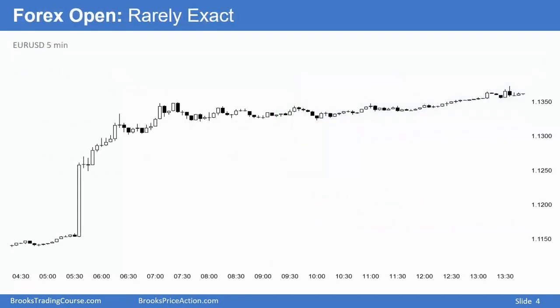When you're trading the Forex market, the open is rarely ever exact. Some days the move, for example, in the United States session, might begin at 5:30. Other days it might begin at 6:30. Other days 5 o'clock or 4:45.